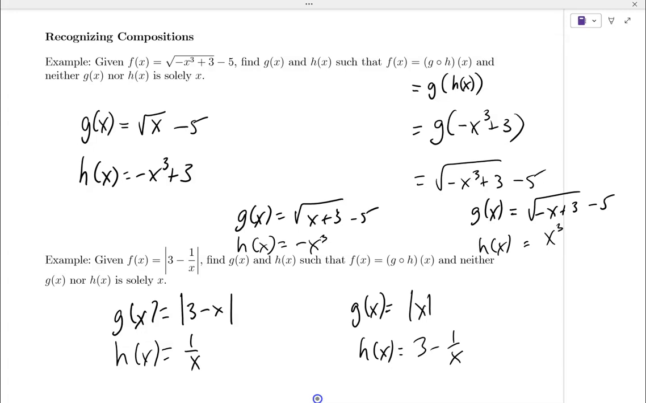Like I said, there's more than one way to do this. Typically, there's more than one way to do this. Questions on that one?